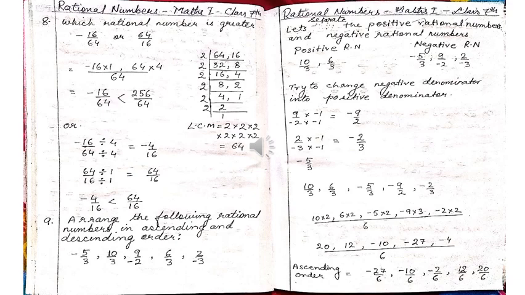Minus 5 upon 3, then 10 upon 3, then 9 upon minus 2, then 6 upon 3, and then 2 upon minus 3 is given. Now let's separate the positive rational numbers and negative rational numbers. The positive rational numbers are 10 upon 3 and 6 upon 3. The negative rational numbers are minus 5 upon 3, 9 upon minus 2, and 2 upon minus 3.